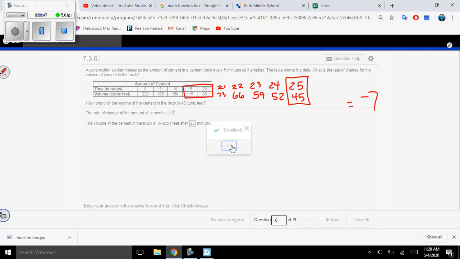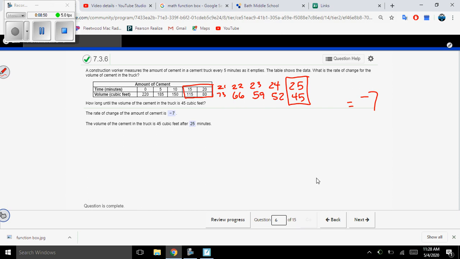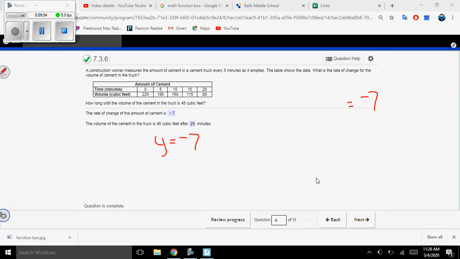Boom. Okay. Now, I'm not sure they're going to show this to you, so I might be looking ahead here a little bit. We could look at this and say, all right, wait a sec. We're at y equals negative 7, our slope, times x. At x being 0, we're at 220. So this should be able to turn out when we want 45 as the volume.